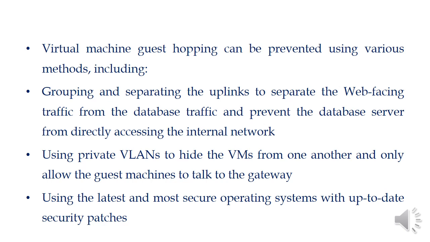Virtual machine guest hopping can be prevented using various methods. Grouping and separating the uplinks to separate the web-facing traffic from the database traffic and prevent the database server from directly accessing the internal network. Using a private virtual LAN to hide the virtual machines from one another and only allow the guest machine to talk to the gateway. Using the latest and more secure operating system with up-to-date security patches.